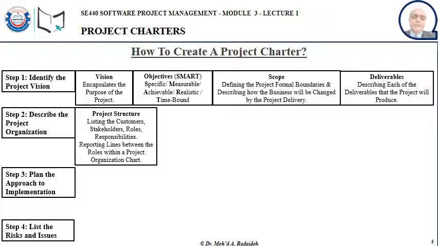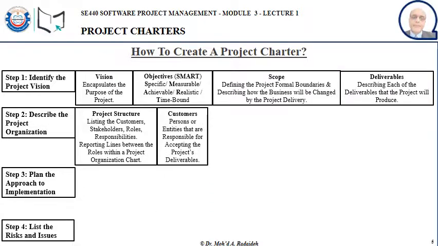In step 2, we need to define the project structure. In the project structure, we list the customers, stakeholders, roles, responsibilities, and the reporting lines between the roles within the project organization chart. We need to define the customers.